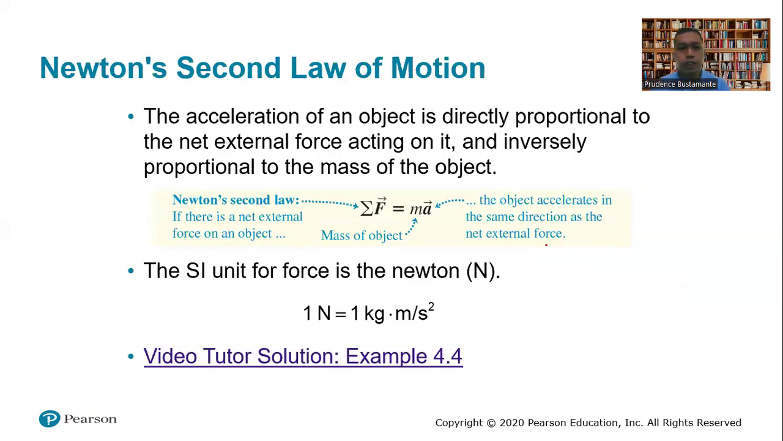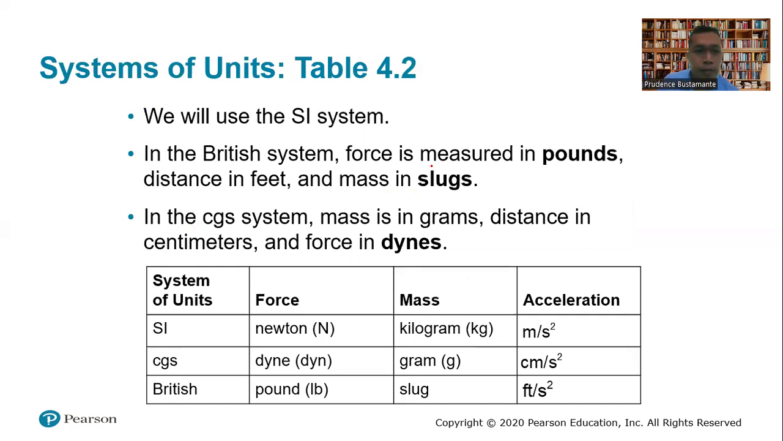Okay. So that's very simple. This is the equation of the Newton's second law. If there is a net external force on an object, this is equal to the mass of an object times the acceleration. The object accelerates in the same direction as the net force. That's the Newton's second law of motion. Okay. So, in British system, sometimes ang ginagamit na sila sa force measure niya is pounds, distance in feet, and mass in slugs.